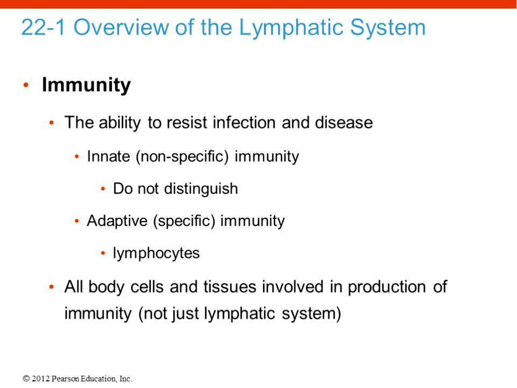And the other type of immunity, the other way we defend ourselves, is adaptive, or immunity that we develop over time, and it's also very specific. It targets specific cells in different specific manners. And those are carried out primarily by lymphocytes.